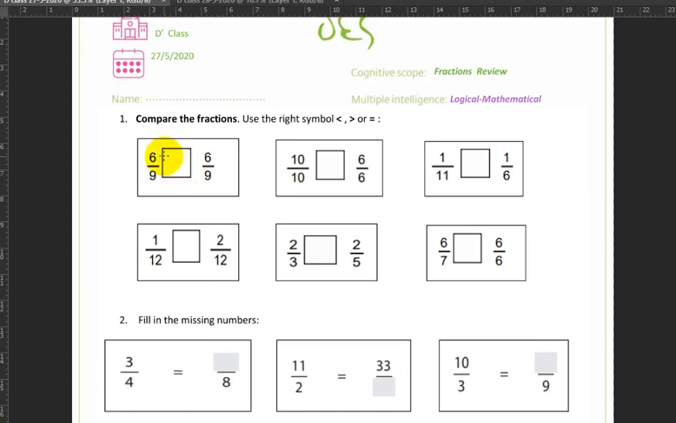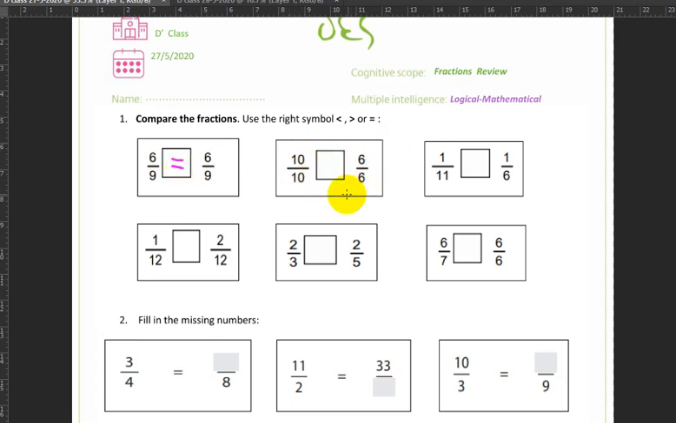Here we need to compare the fractions, so find which one is greater, 6/9 or 6/9. Well, immediately you'll notice that both fractions have exactly the same numerator and the same denominator. That means they are equal.